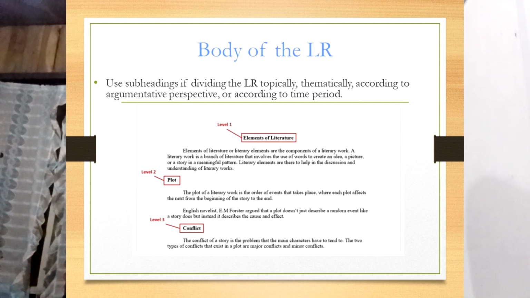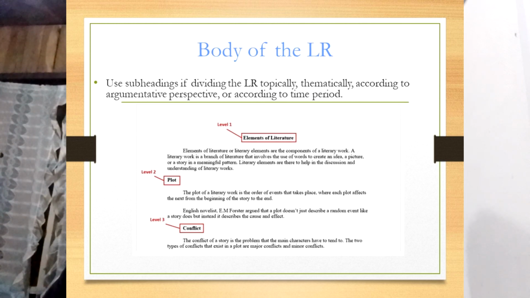So for the body of our lit review, we have to use subheadings dividing the LR topically, thematically, according to argumentative perspective or according to time period. We have already explained earlier about organizing and outlining our lit review. So this is the example of organizing and outlining. We're going to put subheadings in our lit review so that our readers don't get lost.